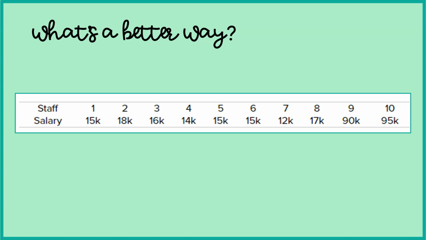Looking back at this table, if I'm taking the mean salary here, then that $90,000 and $95,000 will pull the mean way up and not give an accurate picture of how much the people at this business make. However, if I take the median, which would be directly in between 5 and 6, that would be $15,000, which is a more accurate depiction of how much the usual or typical person makes at this business.